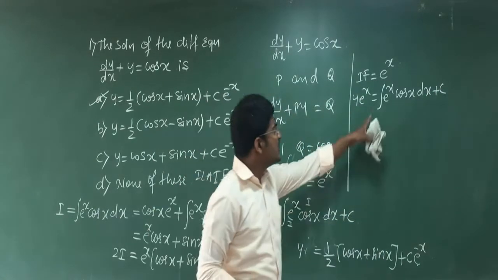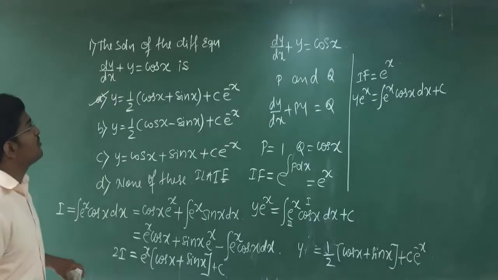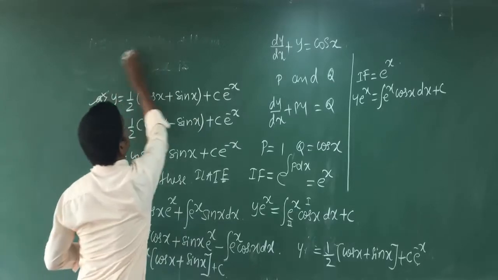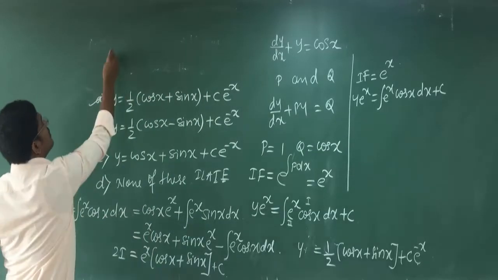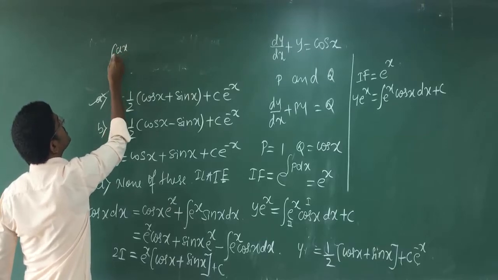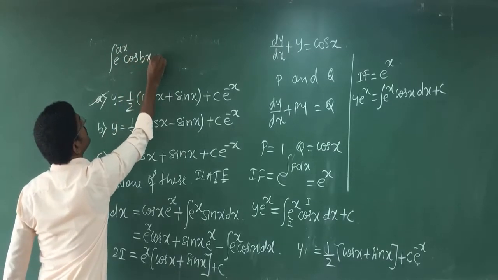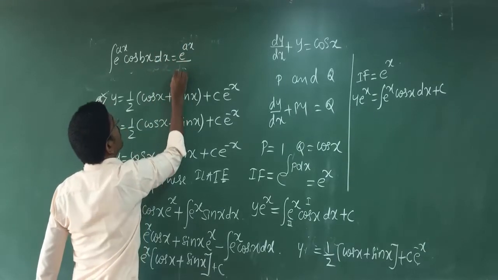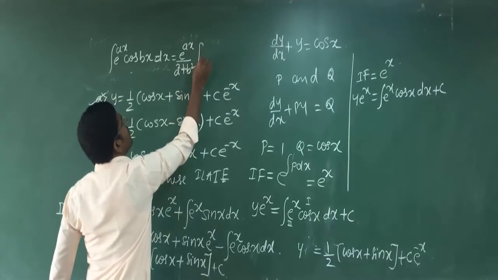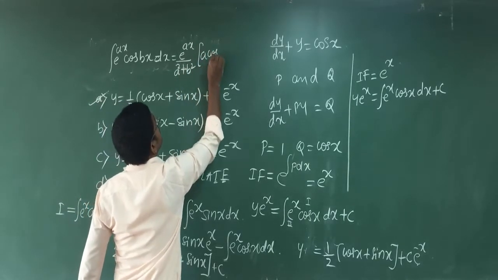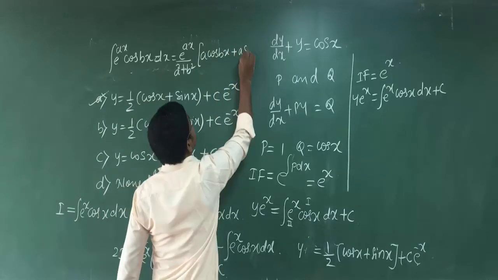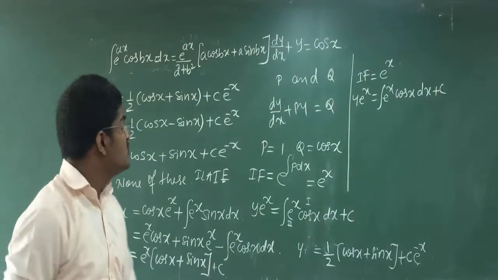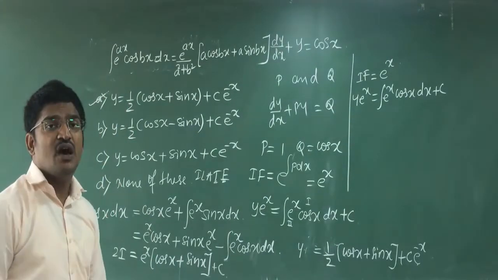Clear? So here you must know one formula. What is that formula? The formula is integration of e raised to ax into cos bx is equal to e raised to ax divided by a square plus b square, into (a cos bx plus b sin bx). This formula you must know. Clear? If you know that formula, then it will be very easy. Are you getting my point?